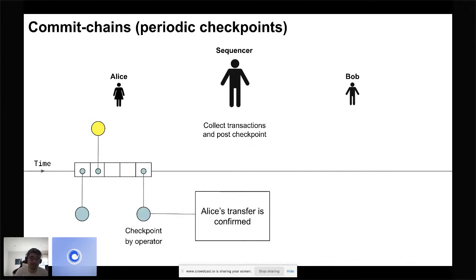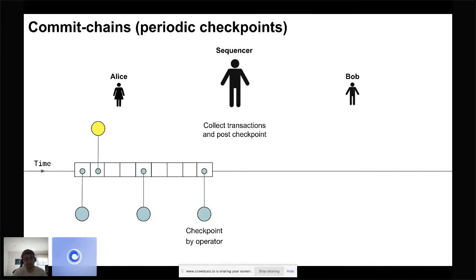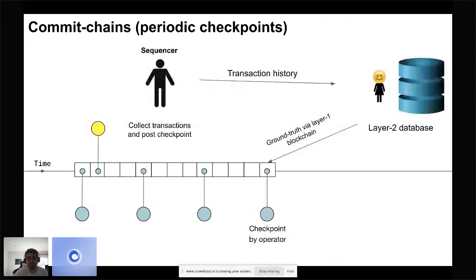So what will happen is that the sequencer will get Alice's transfer, stick it in a checkpoint, and broadcast that checkpoint to Ethereum, and then it'll be sent to the layer 1 blockchain. Periodically, this is all the sequencer does: they collect layer 2 transactions, and they post checkpoints to Ethereum. As I mentioned, anyone in the world should be able to get the list of checkpoints, fetch the transaction history, and recompute the layer 2 database themselves. Then they can be convinced that the layer 2 database is correct, that they have indeed received the coins, and that nothing's compromised and everything's valid.